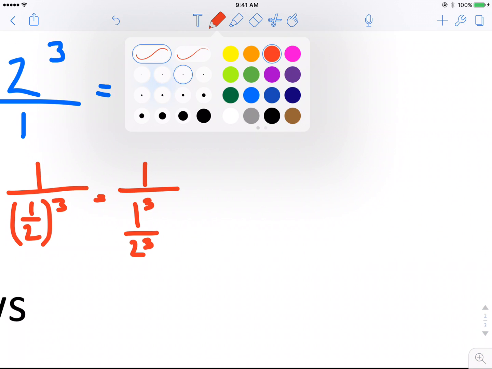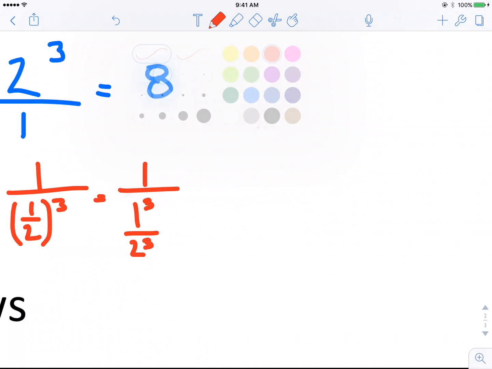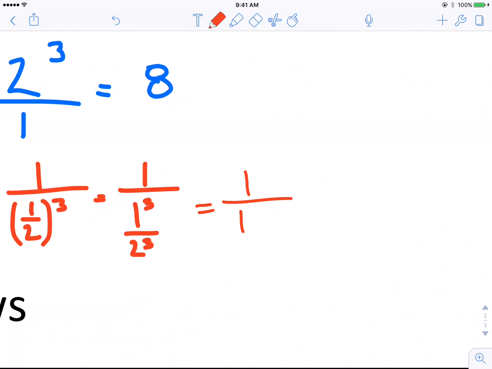I should change the size of my pen tip here. Maybe it might be easier to read. Equals 1 over 1. 1 cubed is 1. 2 cubed is 8. 1 over 8.